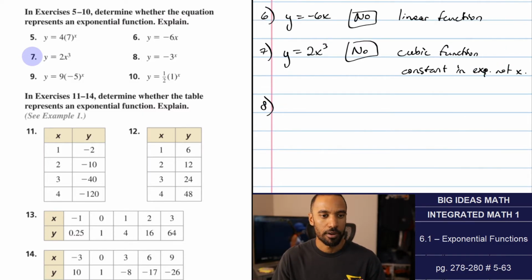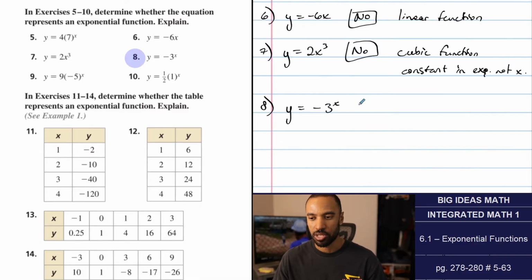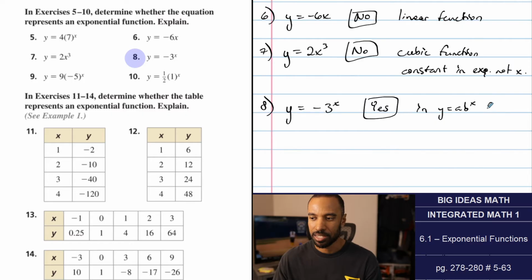Number 8, oh, this is perfect. This was my negative 3 to the x power thing that I mentioned. Yes, this is good. This is also y equals ab to the x form. I just mentioned it. If you missed it, I mentioned this on the other problem. Yes, this is in y equals ab to the x form, in that b is not negative 3. B is 3, actually. A is negative 1. It's a times b to the x power.